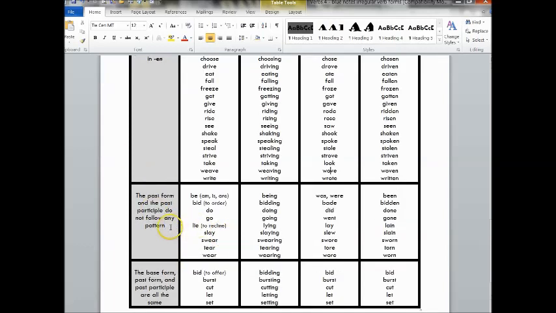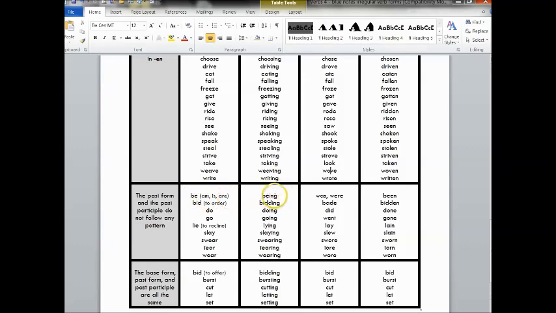The next form, the past form, and the past participle do not follow any pattern. It's random. Be is one of these verbs. Okay? So the base form of be, to be, is also the forms that make present tense: am, is, and are. Because the base form makes present tense for us. So the present tense forms of be are am, is, and are. This is a very irregular verb.